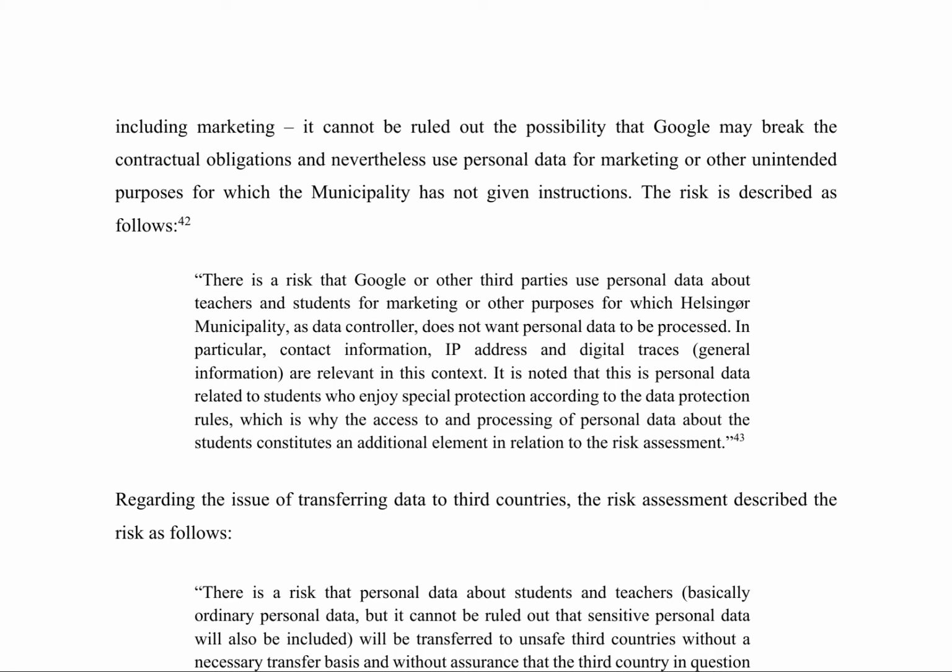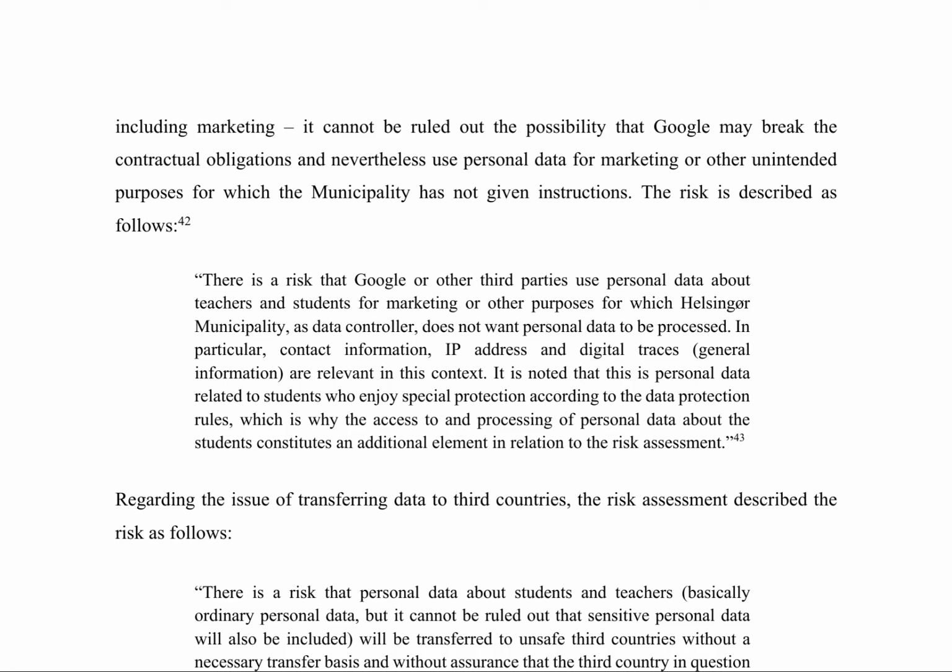In the context of personal data processing, Helsingor Municipality conducted a risk assessment on the use of Google Workspace in schools. This assessment highlighted potential risks associated with data processing, particularly the possibility that Google might breach contractual obligations and utilize personal data for marketing or other unintended purposes, violating the municipality's instructions.